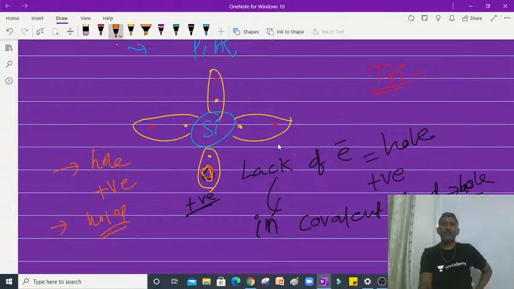Majority charge carriers are holes only. What are the majority charge carriers in case of n-type semiconductor? Electrons. Here this is said to be p-type semiconductor, students.